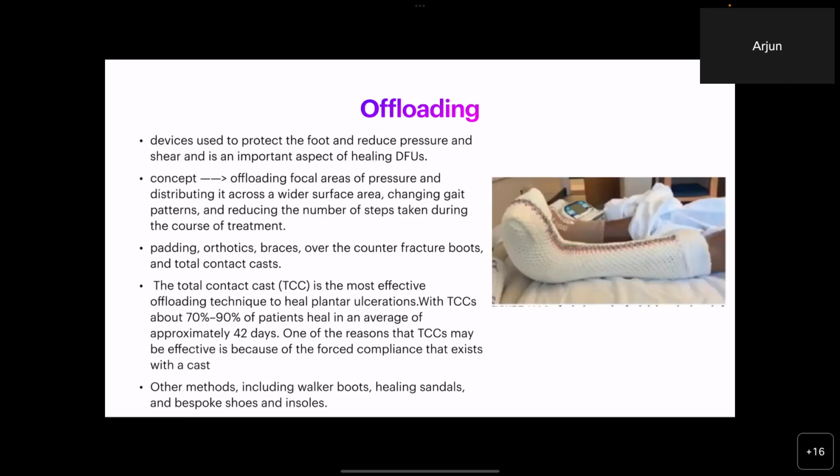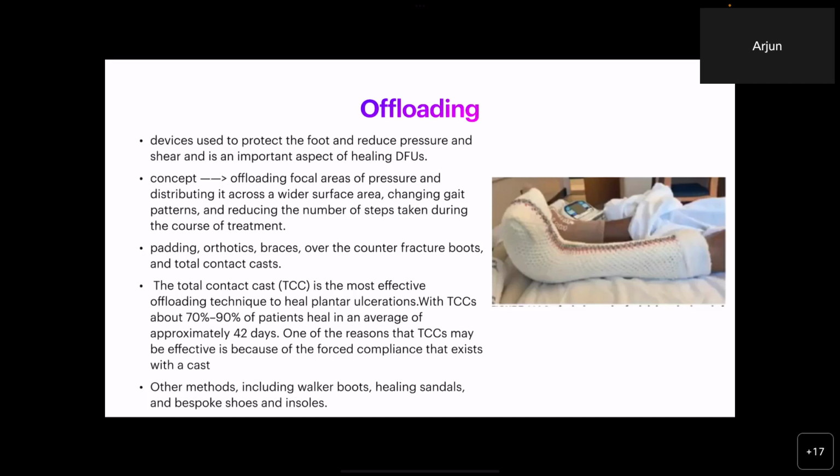Offloading devices are used to protect the foot and reduce the pressure and shear, and this is an important aspect when you're dealing with the healing of diabetic foot ulcers. The basic concept is offloading focal areas of pressure and distributing it across a wider surface area, changing gait patterns, and reducing the number of steps taken during the course of treatment. Basically, there are multiple types. These are padding, orthotics, braces, over-the-counter fracture boards, and total contact casts.